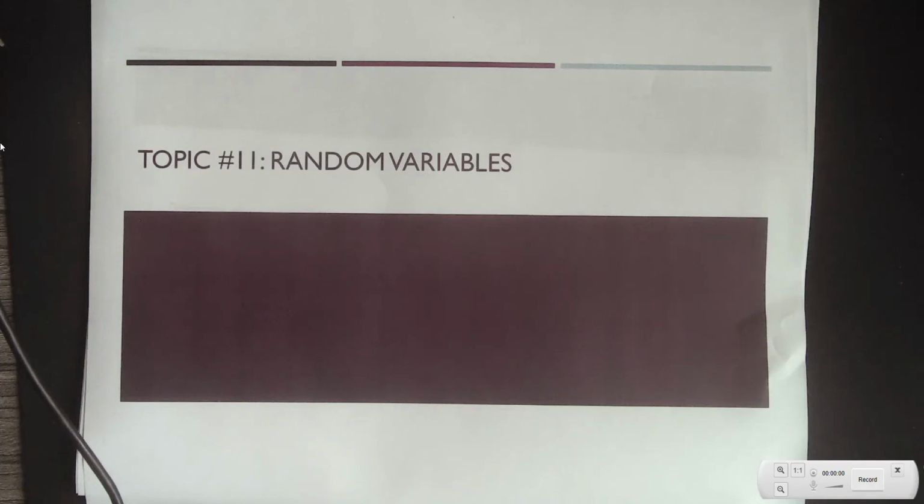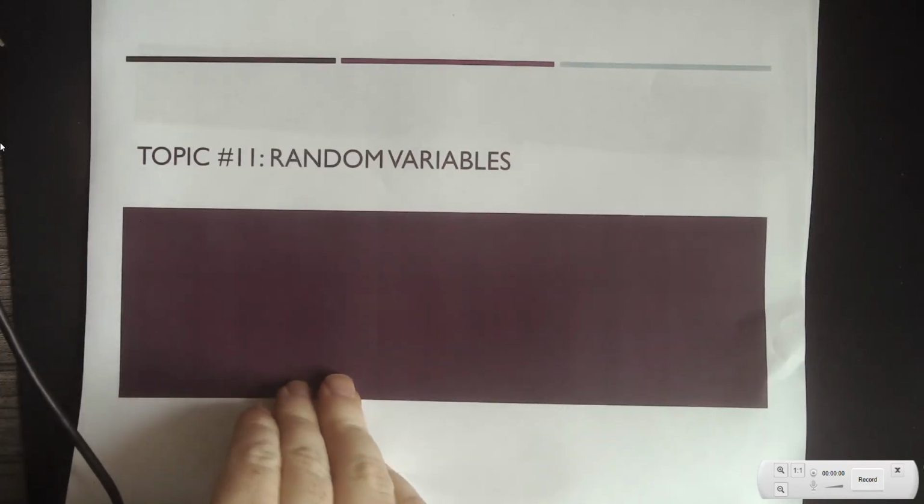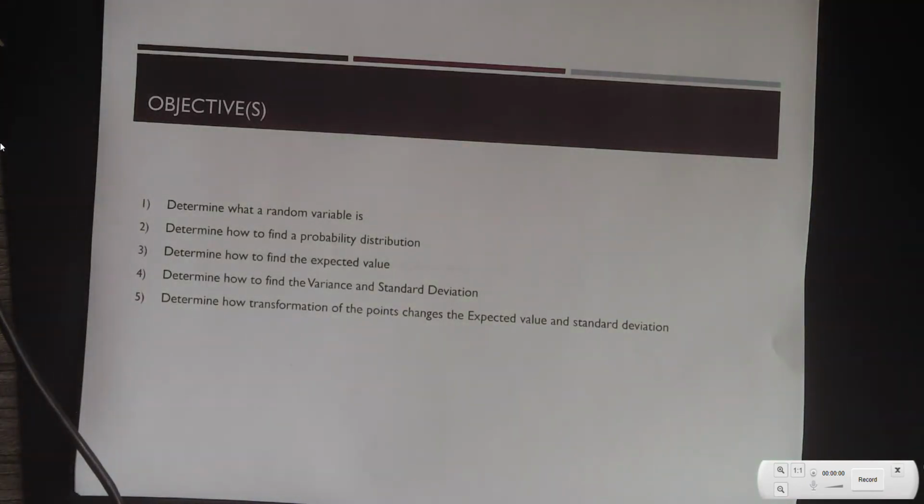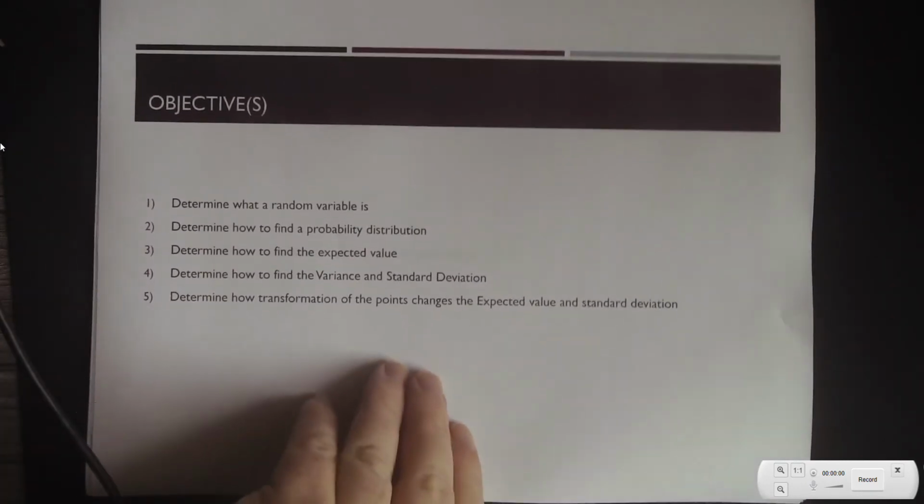Alright, so let's talk about some random variables. So, topic 11, random variables. We're going to talk about what a random variable is, determine how to find a probability distribution, determine how to find the expected value, determine how to find the variance and standard deviation, determine how transformations of points change the expected value and the standard deviation.